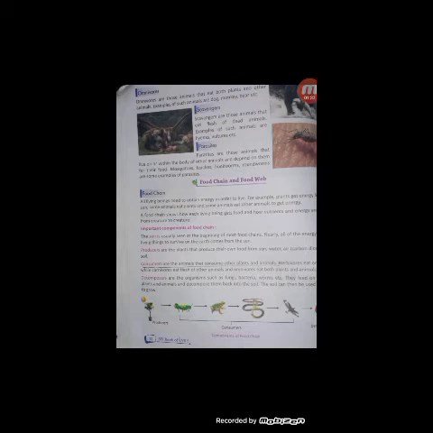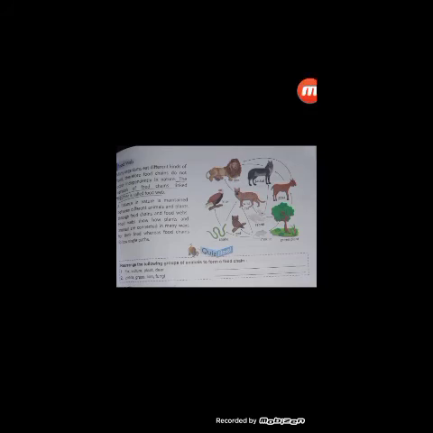Herbivores eat only plants while carnivores eat flesh of other animals and omnivores eat both plants and animals. Decomposers are the organisms such as fungi, bacteria, worms, etc. They feed on decaying plants and animals and decompose them back into the soil. The soil can then be used by plants to grow.